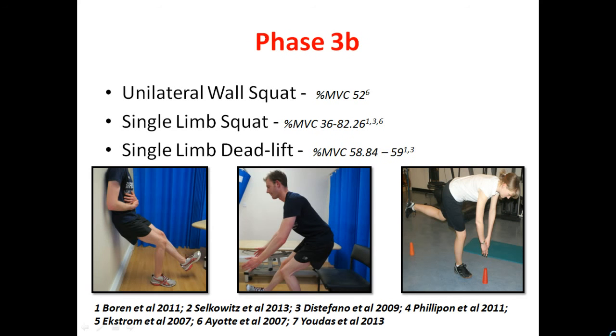The last 3 exercises of the 15 are the unilateral wall squat, single leg squat, and the single leg deadlift. You need good balance as well as good mobility in the thoracic spine, hip and ankle to enable you to do all these 3 exercises.